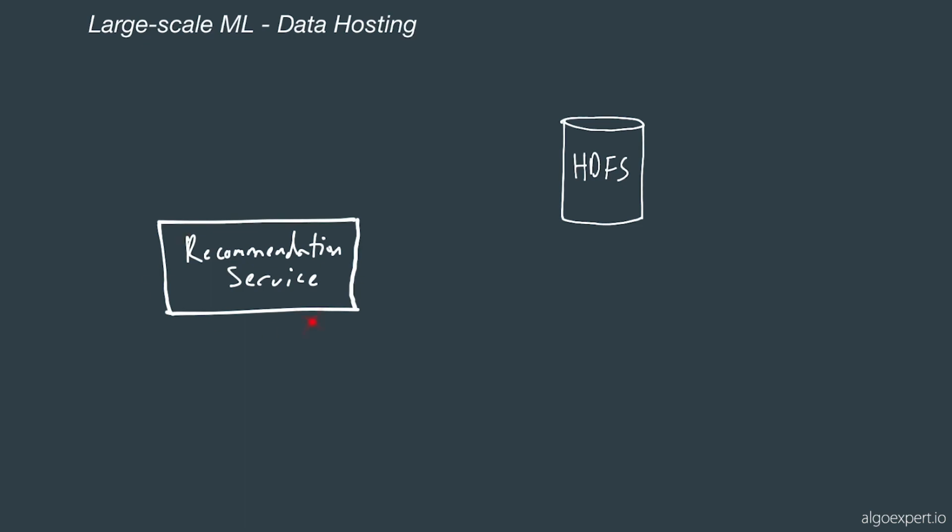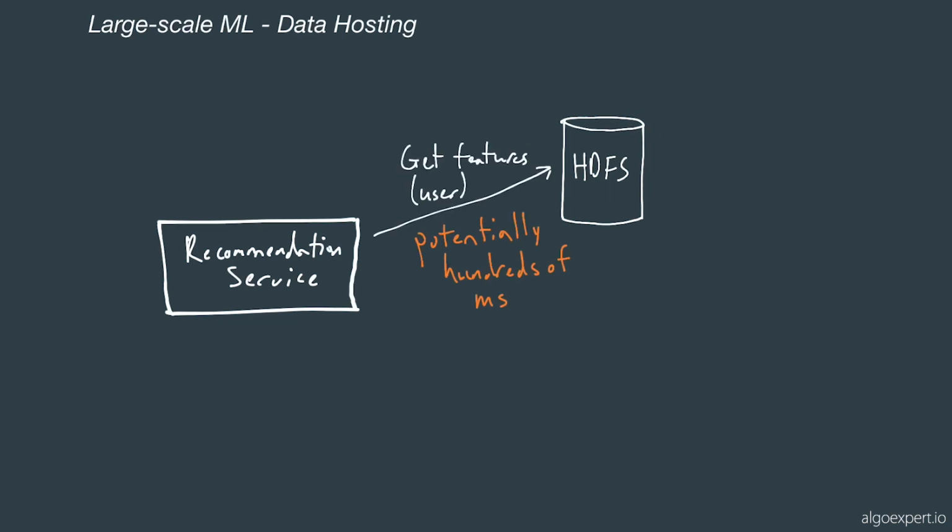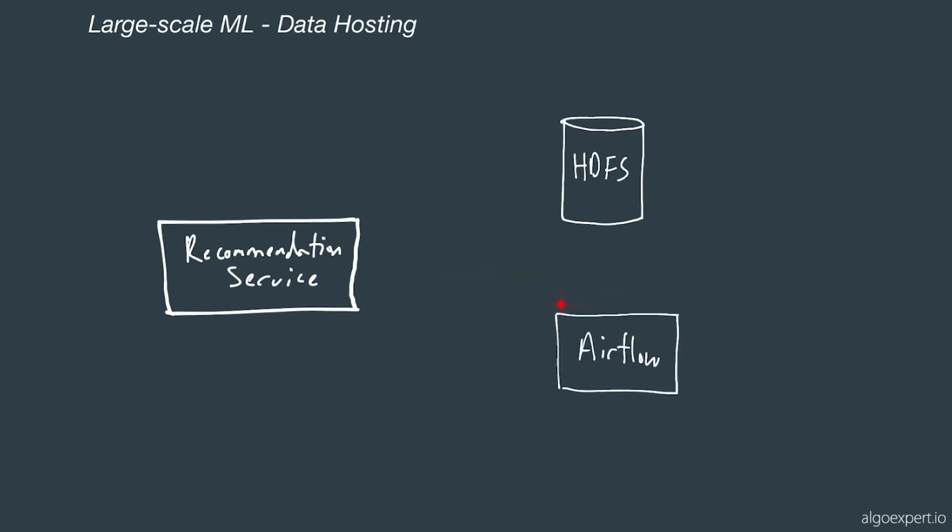So for instance, let's say the recommendation service is here, it gets a request, and if we were actually going to use HDFS as a way to serve data to the recommendation service in real time for each user, it could potentially take hundreds of milliseconds to get that data. So what's a better way to do this? What we could do is have Airflow, which we talked about earlier in the series, have some way to recognize when HDFS is updated, and let's say HDFS features are updated every 24 hours.